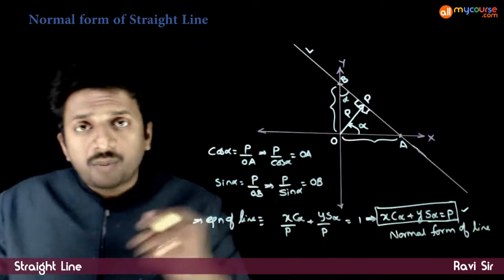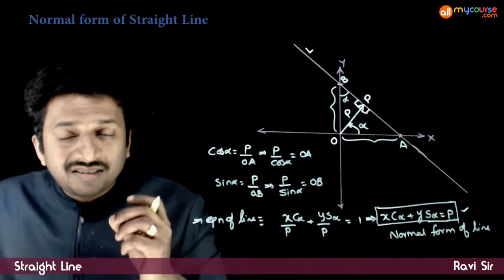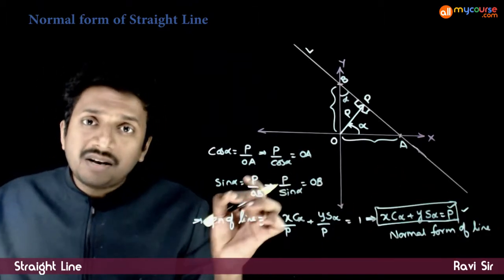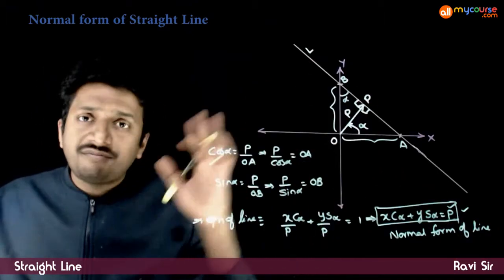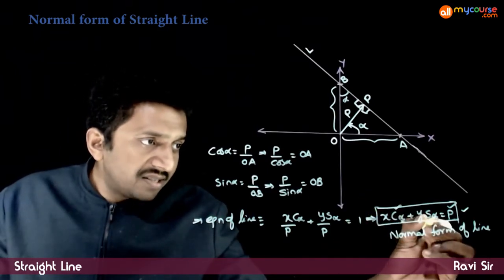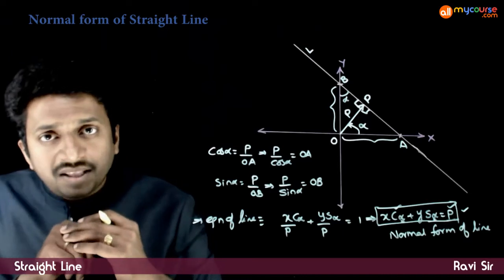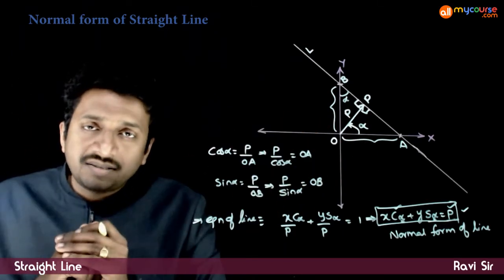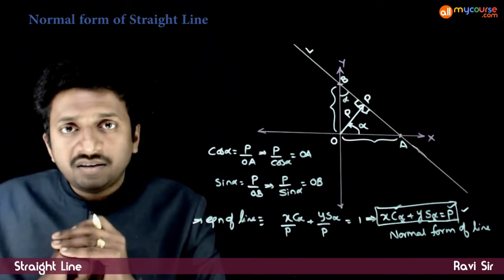So in the normal form of line, what are the things that are visible to you? P is the perpendicular distance of the line from origin, and alpha is the angle made by the normal with the positive direction of x-axis using the standard convention.